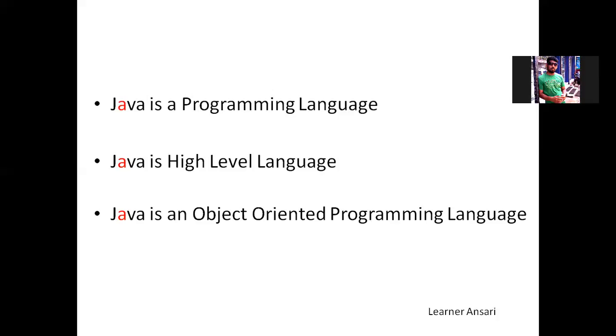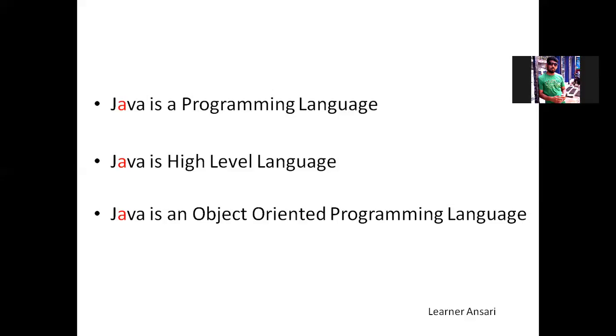If any programming language supports the concept of object oriented programming, then it is said to be an object oriented programming language. Java does support class, object, data abstraction, encapsulation, polymorphism, inheritance, multi-threading. So Java supports all the concepts of object-oriented programming. As I mentioned earlier, if any programming language supports object-oriented programming concepts, then that language is said to be an object-oriented programming language. Here Java supports all the concepts of OOPs, so Java is an object-oriented programming language. So I hope you understand what is Java.